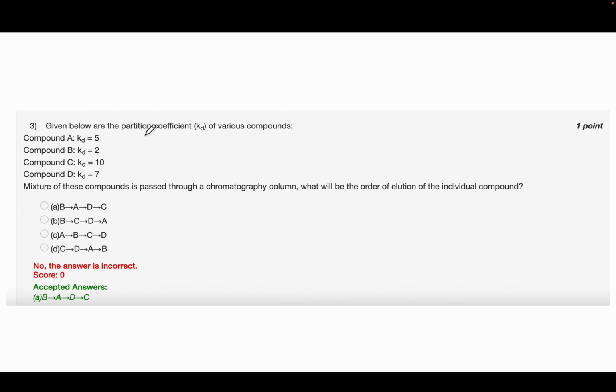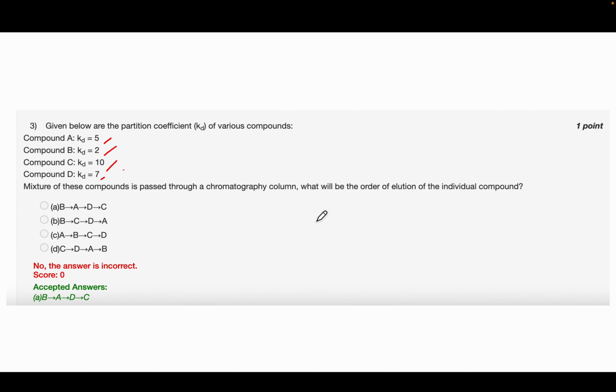Given below are the partition coefficients of various compounds. Compound A, KD equals 5. Compound B, KD equals 2. Compound C, KD equals 10. Compound D, KD equals 7. A mixture of those compounds is passed through a chromatography column. What will be the order of elution of the individual compounds?